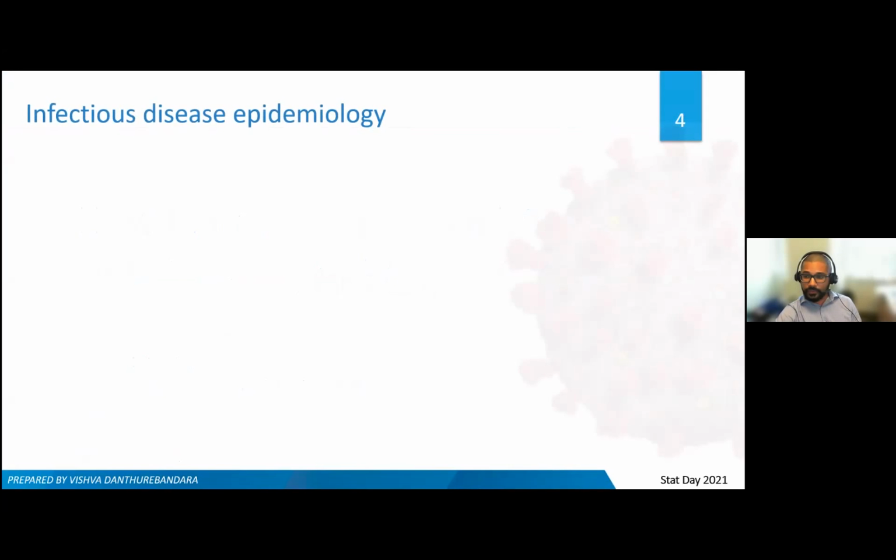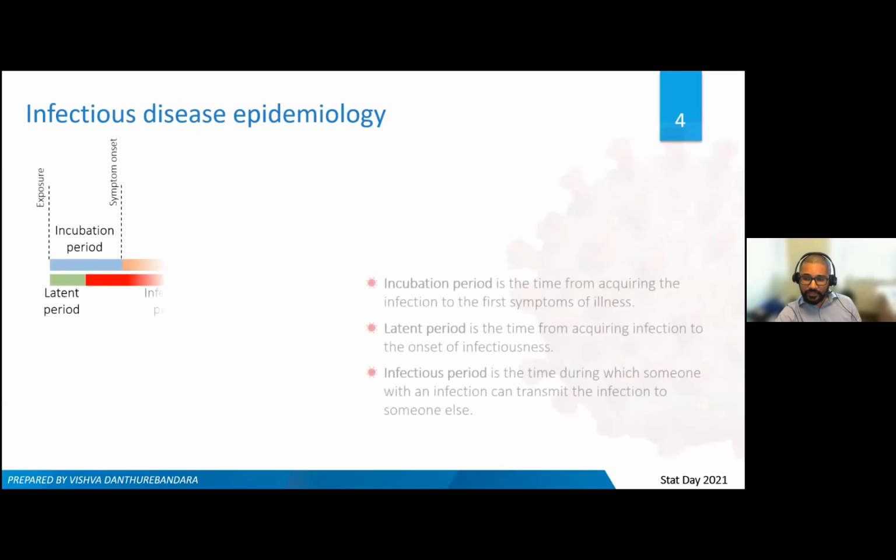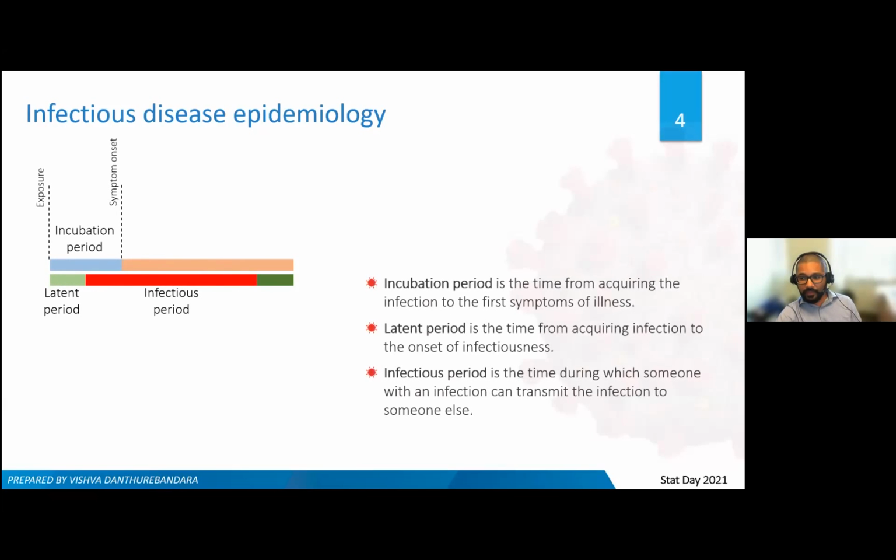First of all, let me set the background for our discussion by introducing some important keywords that will give you an idea of how infectious diseases do what they do. When and why should we isolate people, and how long should we isolate them for? This depends on 3 key features of infectious diseases: the incubation period, the latent period, and the infectious period.